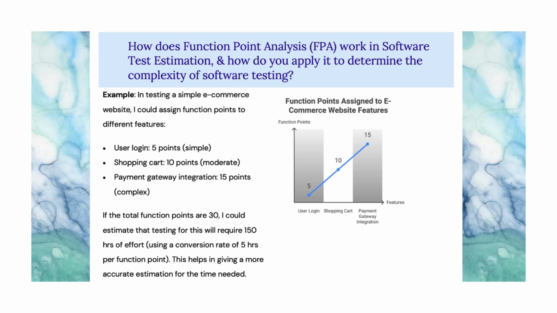Example, in testing a simple e-commerce website, I could assign function points to different features. User login, 5 points, simple. Shopping cart, 10 points, moderate. Payment gateway integration, 15 points, complex. If the total function points are 30, I could estimate that testing for this will require 150 hours of effort, using a conversion rate of 5 hours per function point. This helps in giving a more accurate estimation for the time needed.